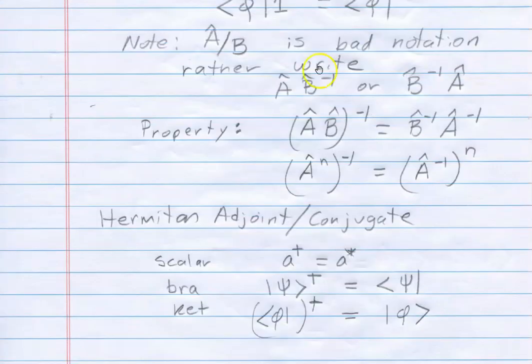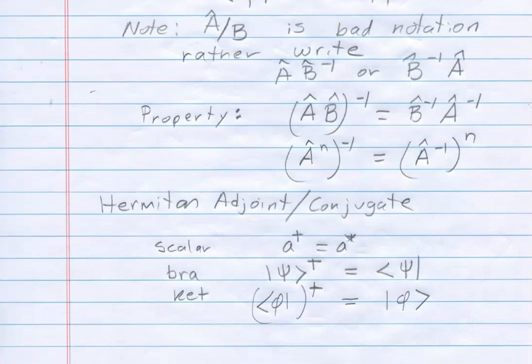Notice on this, never write operator A over operator B. It's just bad notation. It's ambiguous. So rather, depending on what you mean, either write A times B inverse or B inverse times A, because in general, remember, operators do not commute, so refrain from writing them as ratios or fractions.